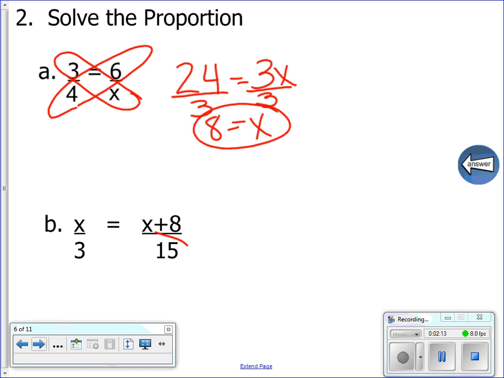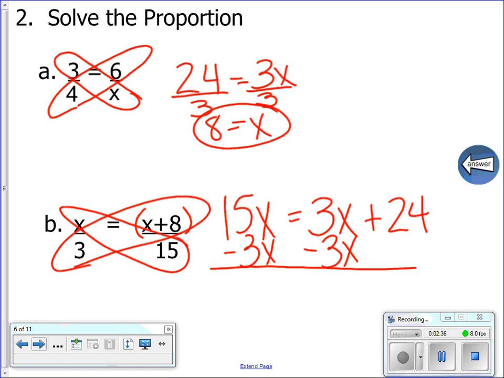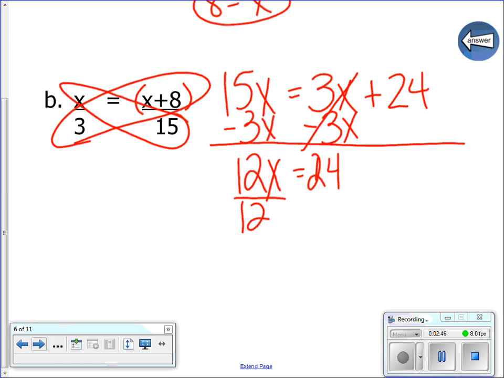And this one, cross multiply. x times 15 is 15x. And we do 3 times (x plus 8), our distributive property. So 3 times x is 3x, and 3 times 8 is 24. We'll subtract 3x from both sides. And that gets us 12x, that's 0, equals 24. And then we'll divide both sides by 12. And get x equals 2.